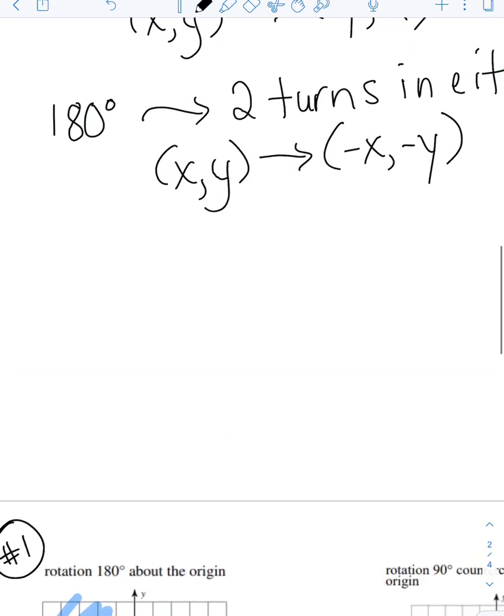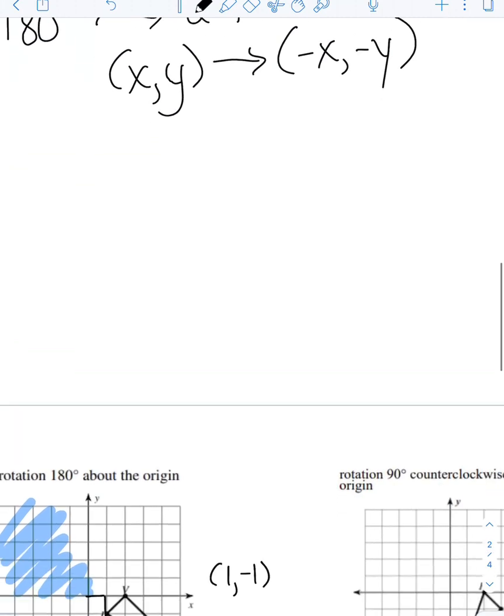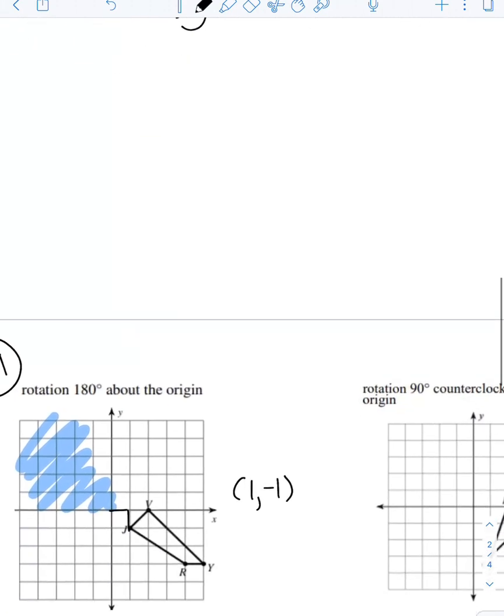And I get my rule. The rule for a 180-degree turn says change both of the signs. So to go from J to J prime, I change both of the signs. Let me write that rule. Change both of the signs. So what's the opposite of +1? -1. What's the opposite of -1? +1. Well, let's test it and see if it goes where we said. So -1 means go left 1 and up 1. Yep, there it is. That's 2 turns. So I know I got that right.